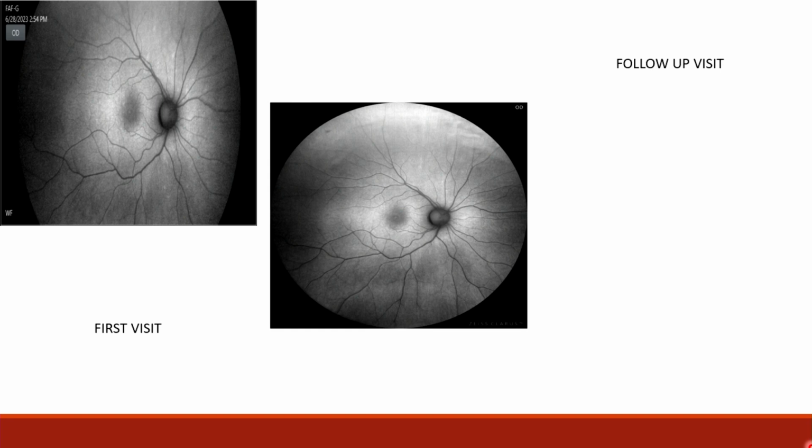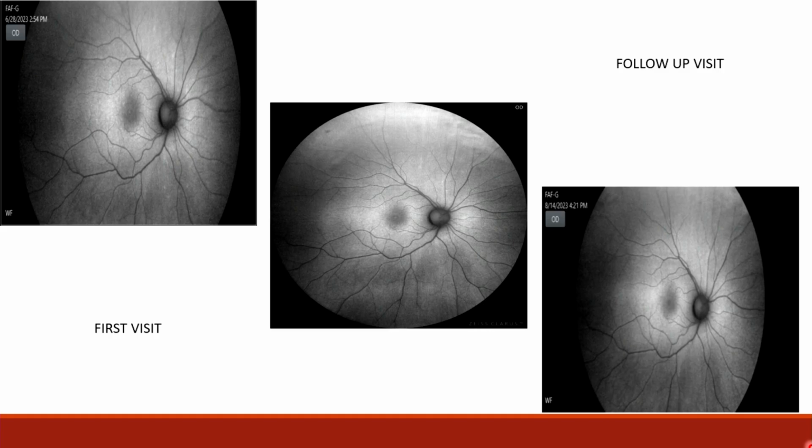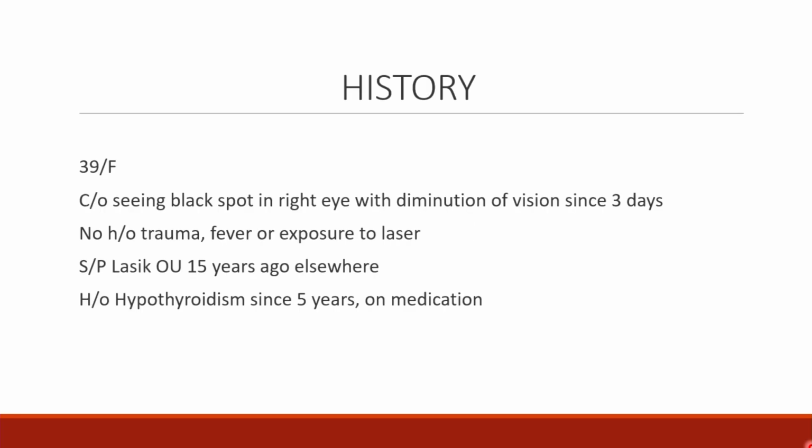As discussed, on green fundus autofluorescence, we were able to see certain hyperautofluorescent lesions. Then on follow-up, it slightly reduced after 2 weeks, but it was still present. Then after that, it had completely gone, and it was just like the normal left eye. Moving on to case 2.